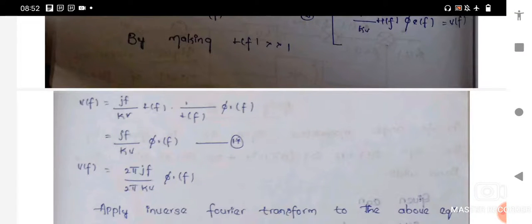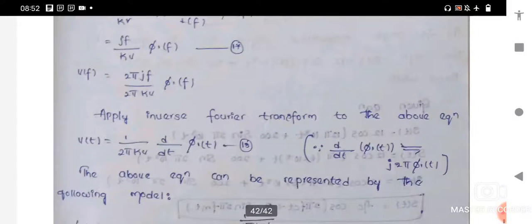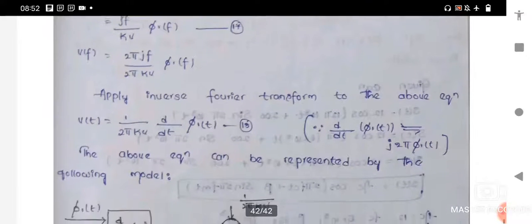So rearranging that equation, V(f) equals jf by kv φ1(f), that is equation 17. So V(f) equals 2π jf by 2π kv into φ1(f). Here we apply the inverse Fourier transform to the above equation, then we get the time domain function V(t). So V(t) equals 1 by 2π kv d/dt φ1(t), that is equation 18.